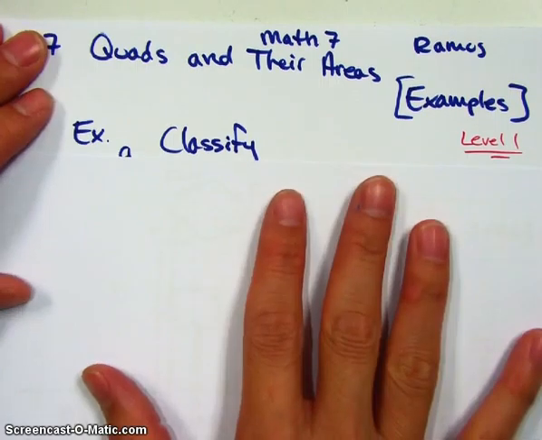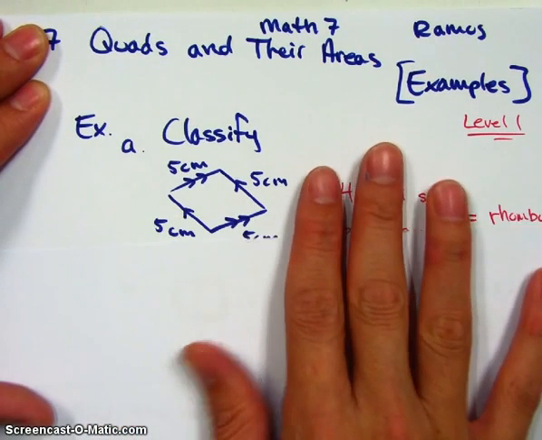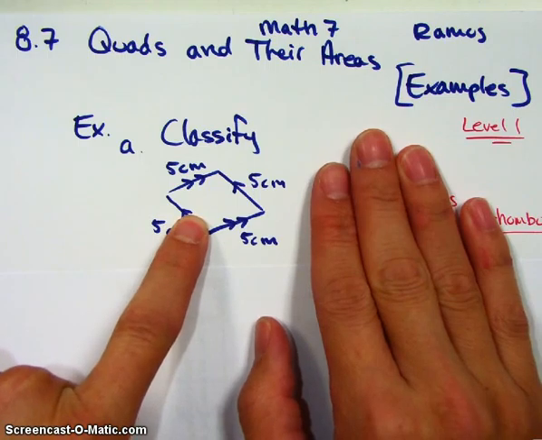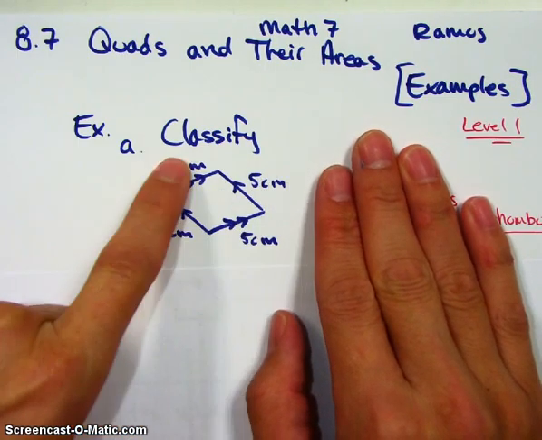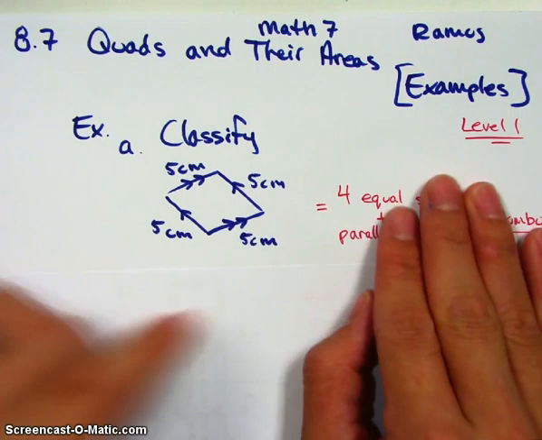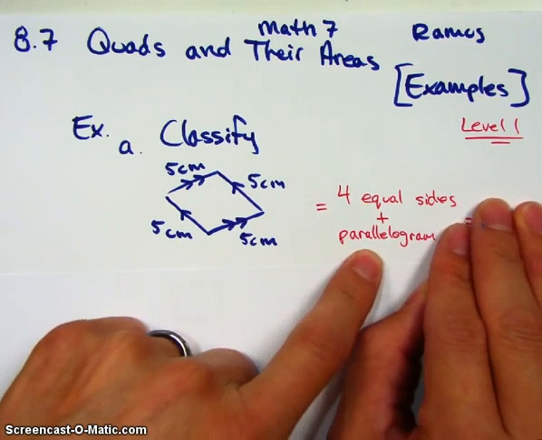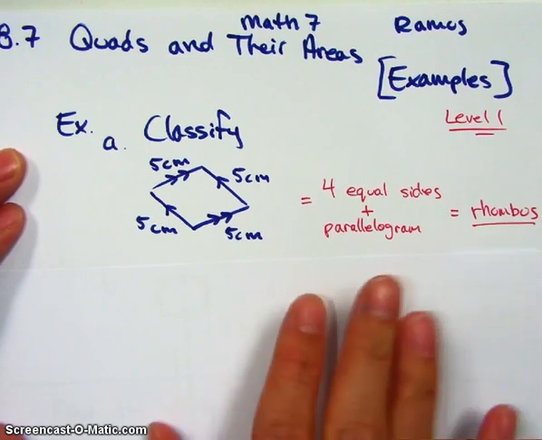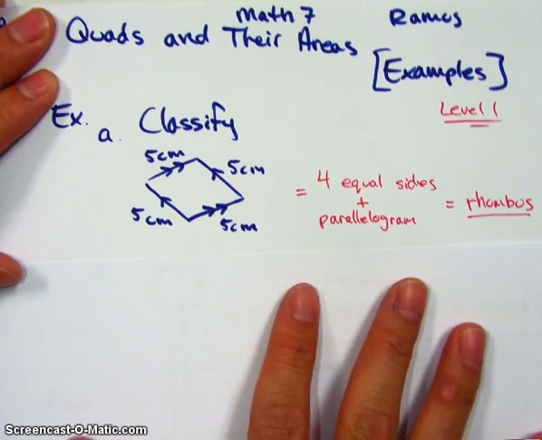Alright, thank you. So we're going to classify. Let's take a look at this one here. If I classify this, I have this shape. Looks like two lines here are parallel. These two sides are parallel, and all four sides are equal and congruent. So 4 equal sides plus the fact that it's a parallelogram means that it is a rhombus. It is a rhombus. You can look at your definitions for that, and that should be the case.